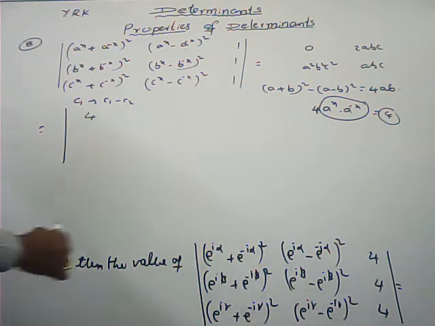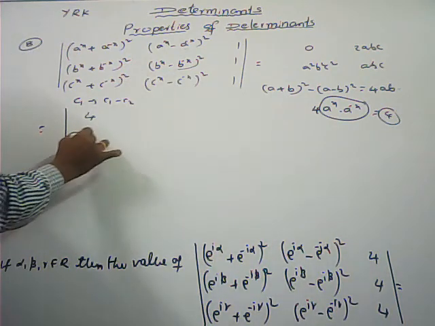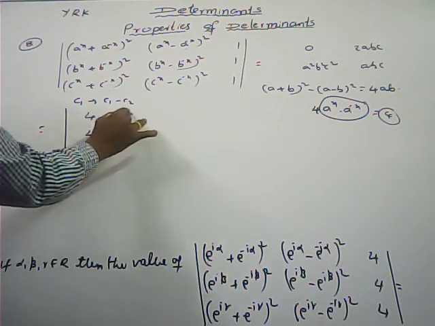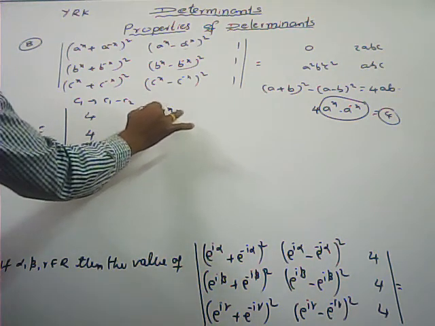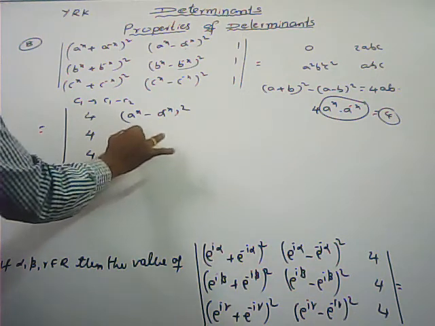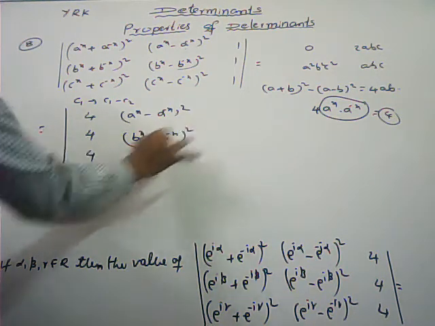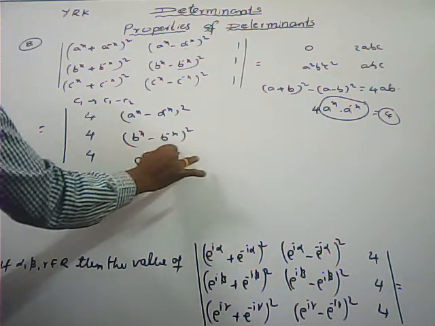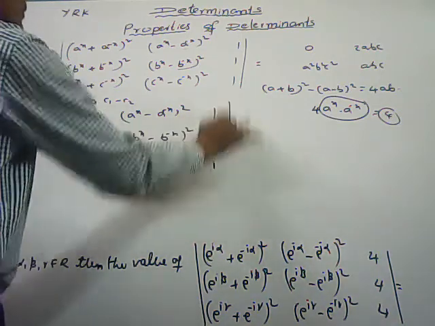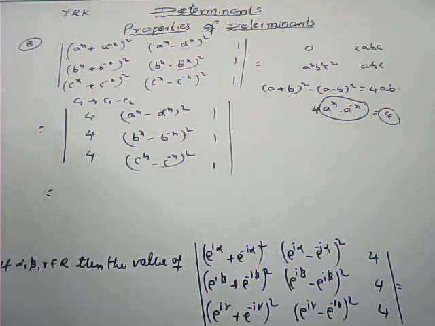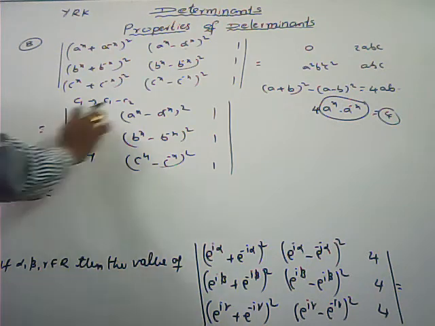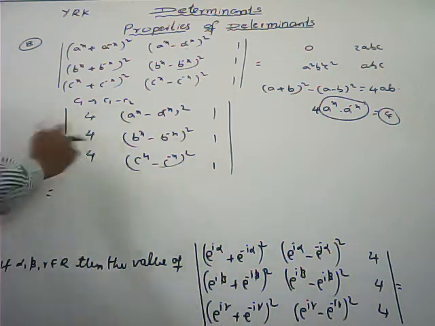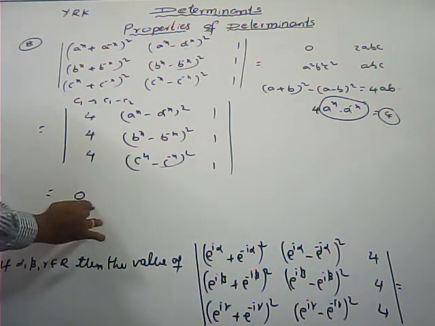Here, what is the product of b power x into b power minus x? That is 1. Here also 1. Here a power x minus a power minus x whole square, b power x minus b power minus x whole square, c power x minus c power minus x whole square, 1 1 1. By observing the first column and the third column, both are proportional. If any two rows or any two columns are proportional, its determinant is equal to 0. Here 4 by 1, 4 by 1, 4 by 1, proportional. So its determinant equals 0.